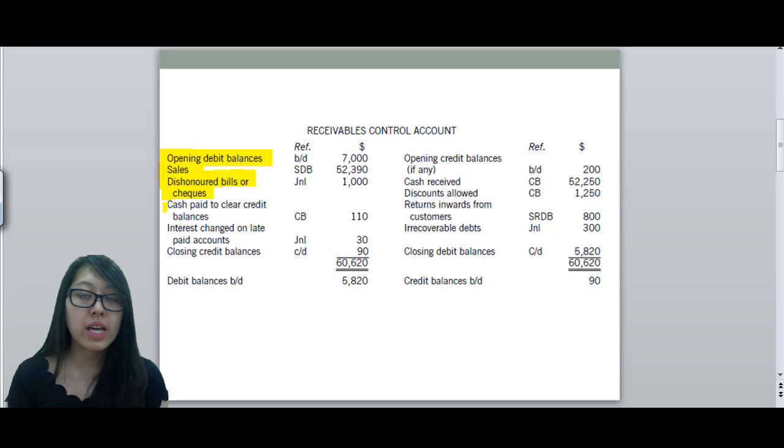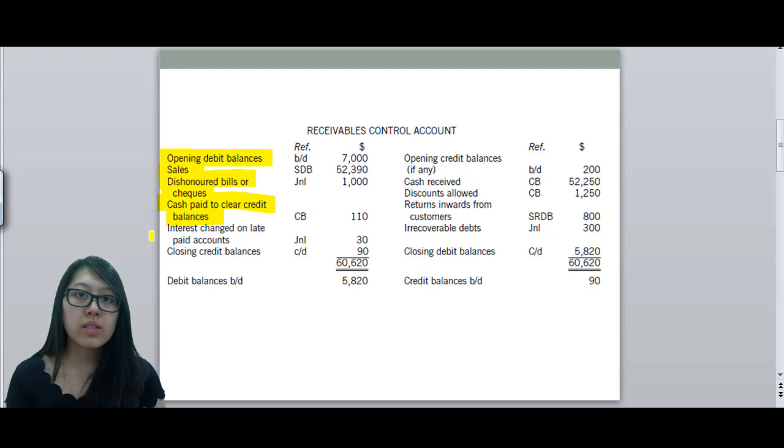It means that we have returned to increasing our customer's balance because we have previously reduced it, assuming that we have already received their payment, and because we assumed the check must have been approved by the bank. But then when we came to know that the bank has rejected their check, we have to bring back their debt. Below that is cash paid to clear credit balances.